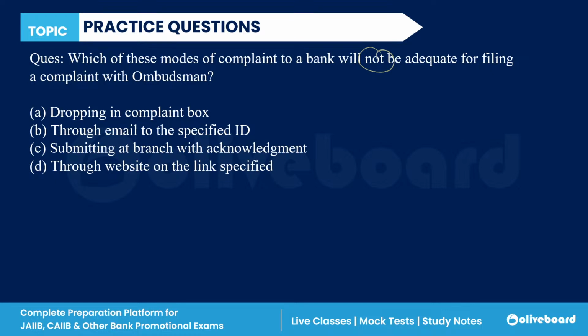Everyone, please answer this question. Which of the following modes is not adequate for filing the complaint? Dropping in the complaint box, email, submitting at the branch with acknowledgement, or through website on the link specified. Everyone, please answer this question. So the correct answer is what? The correct answer is A.